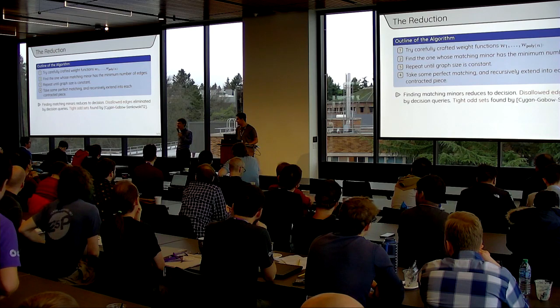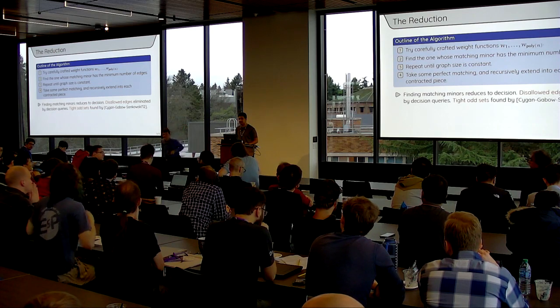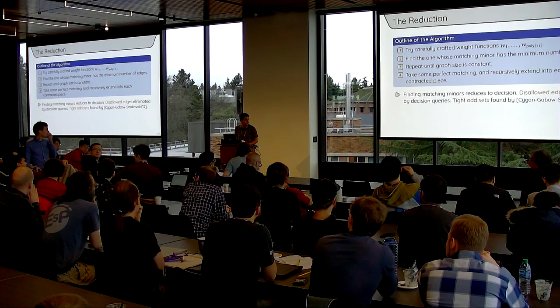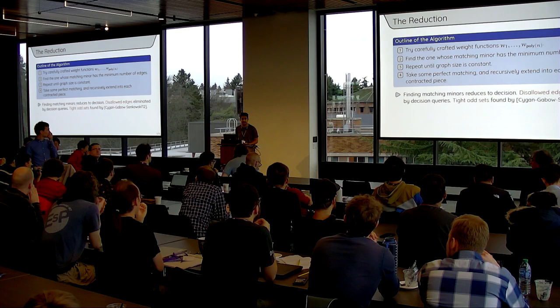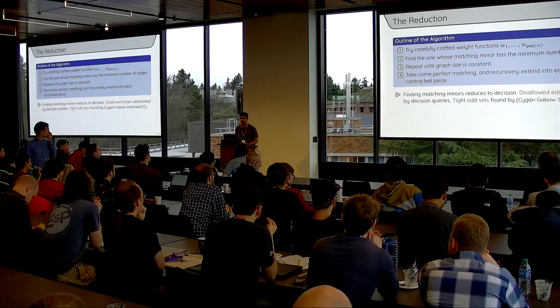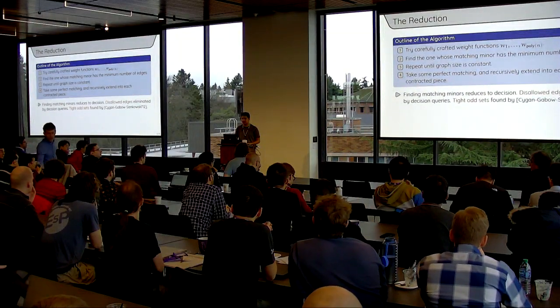Question: The part you just mentioned, does the tight odd sets part also depend on crafting these weight functions? No. This result exactly says if you give me any weight function, then it can find a set of odd sets that describe the face corresponding to that weight function, by just making queries to the decision oracle.